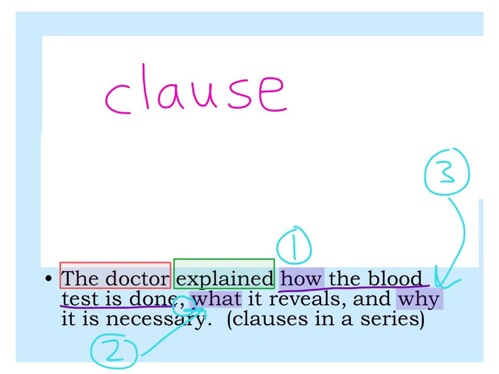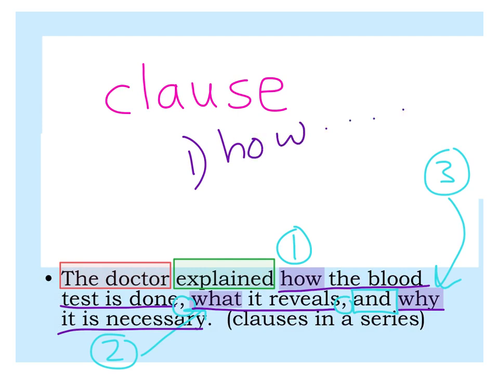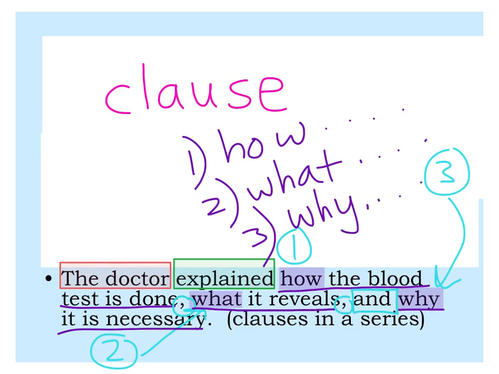He explains what it reveals. And then there's a comma, and then we have the word and then the last question that he's going to answer is why it is necessary. So in this sentence, he is explaining three things. The first thing is how. The next thing is what. And the last thing is why. That is a list of three different things, and each one begins with a question word.